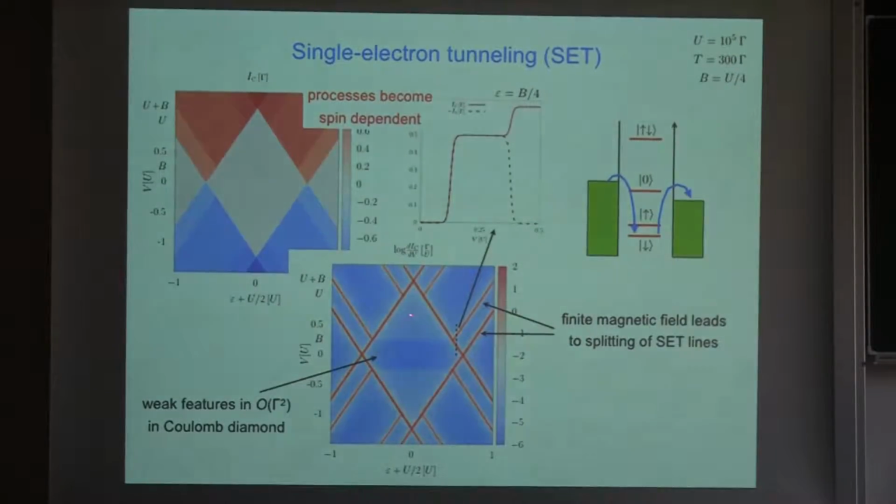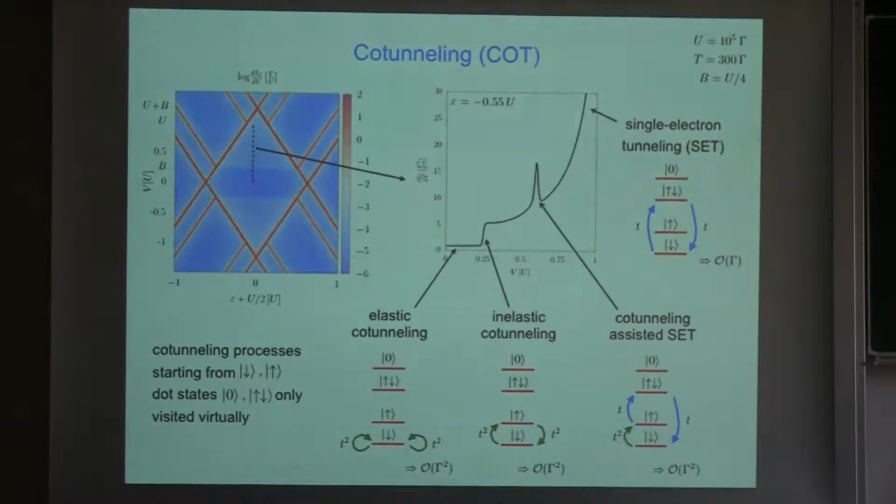The other thing you see in the presence of a magnetic field is that additional features appear inside this Coulomb diamond. And so next we want to look at those in a bit more detail. If we take a cut inside the Coulomb diamond, we see various things.